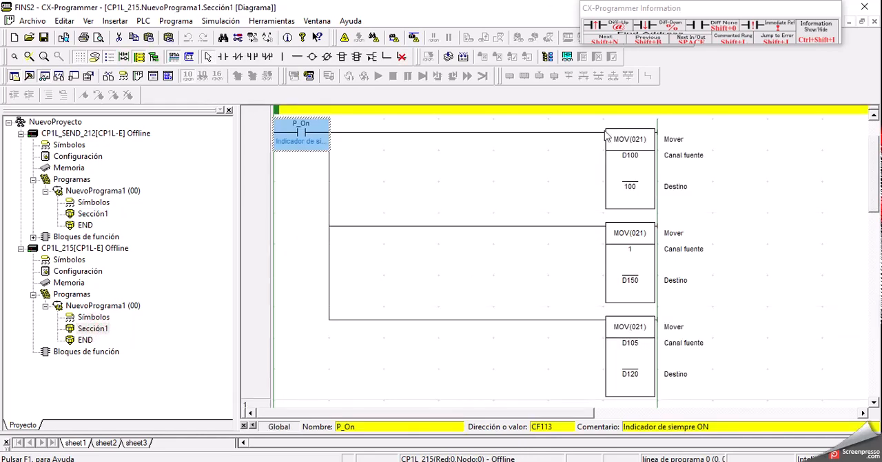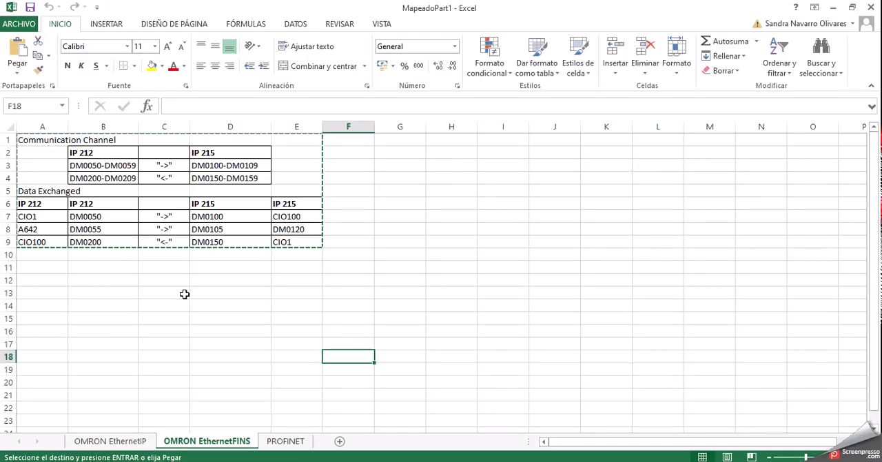In the other one, there are only 3 moves in order to produce all the movements. And in this data exchange table, we can see what we have already seen in the CX program.